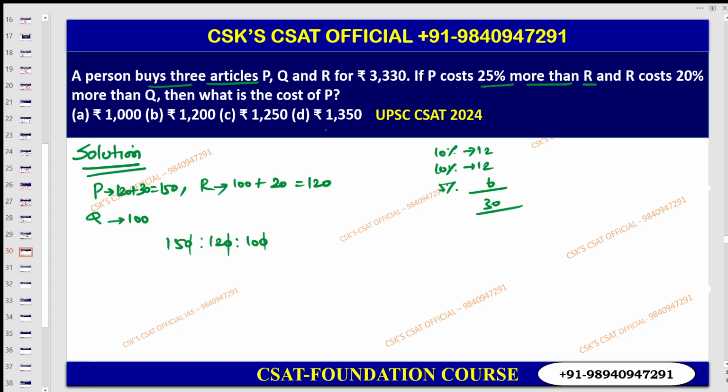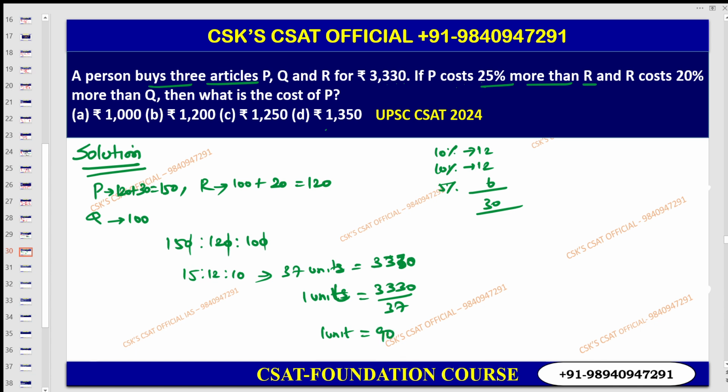Now you can cancel this here. You cannot cancel any further. But okay, how many units totally? 15, 12, 10: 27, 37. 37 units totally. So for these 37 units you are spending this much amount, 3330, right? Then 1 unit is equal to what? 1 unit is equal to 3330 by 37. So 3330 divided by 37 is nothing but 90. So 1 unit is nothing but 90.